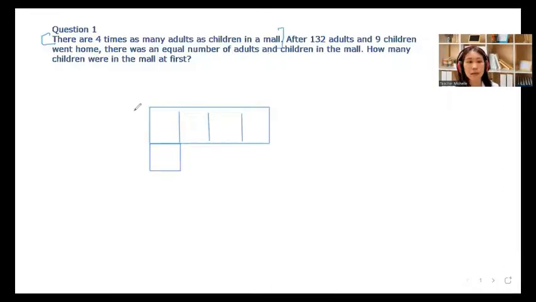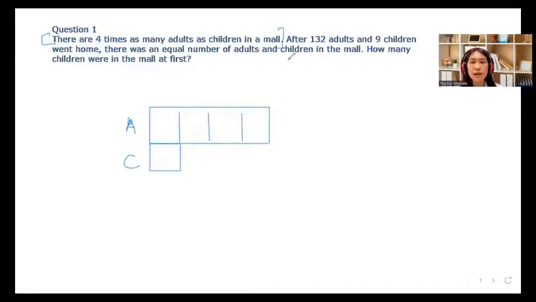So my adult is here, right? Like I say, I don't want to spell it all out to cut short the time. So adults and children, there are 4 times. After 132 adults and 9 children left or went home. So 132 adults and 9 children.